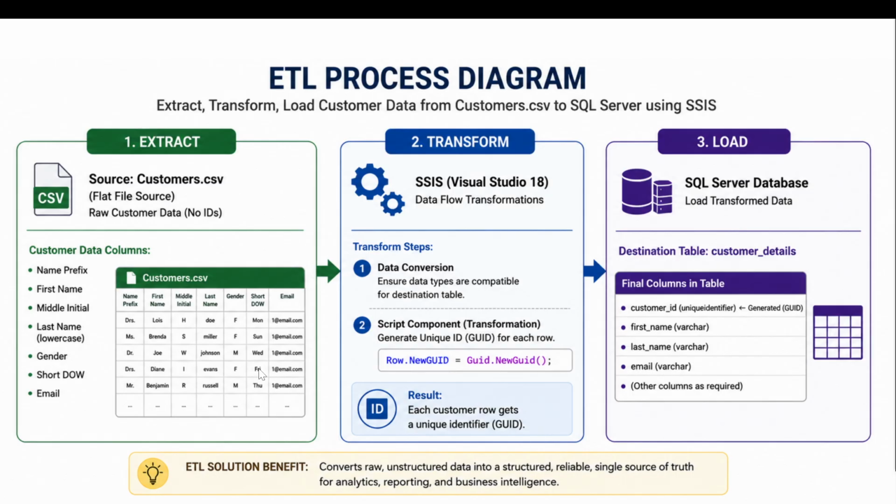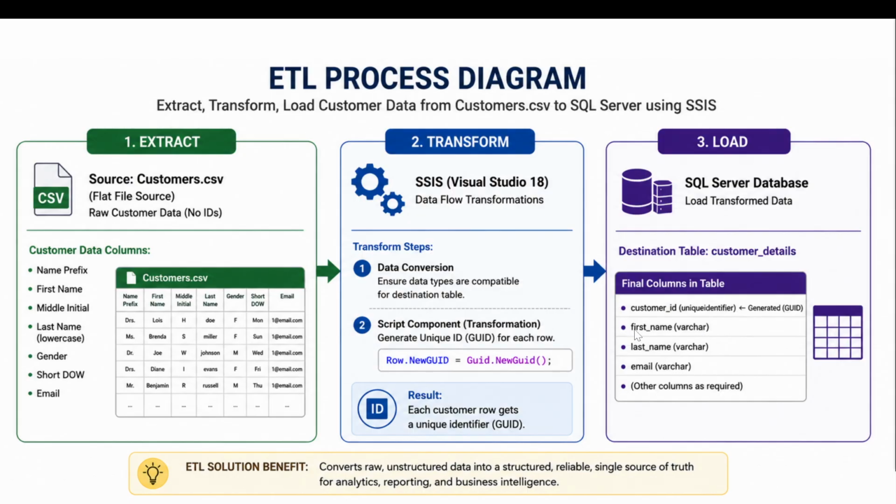Currently, if you look on the left side, the customer CSV file does not have an ID column. So we're going to create an ID, and transfer this data after transforming it into a SQL Server database. As you can see on the right side, we load it here in SQL Server. It's a customers database we are going to create, and it has a customer details table. In this table, we will have all this data from the CSV file.